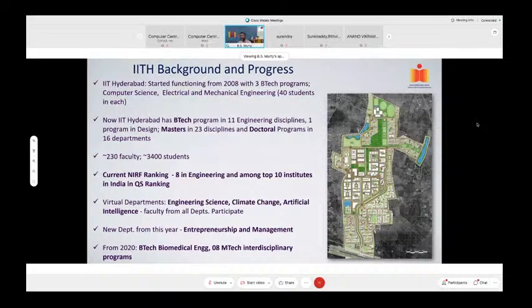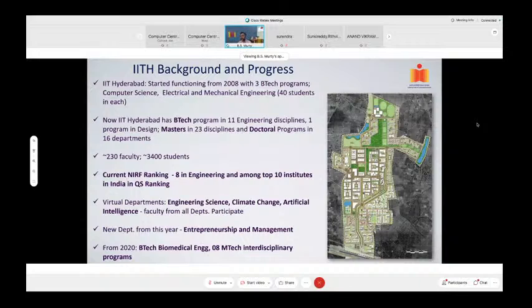And all the hard work that everyone at IIT Hyderabad has put in has led to IIT Hyderabad being ranked number 8 among the engineering institutions, just below the 7 first generation IITs.